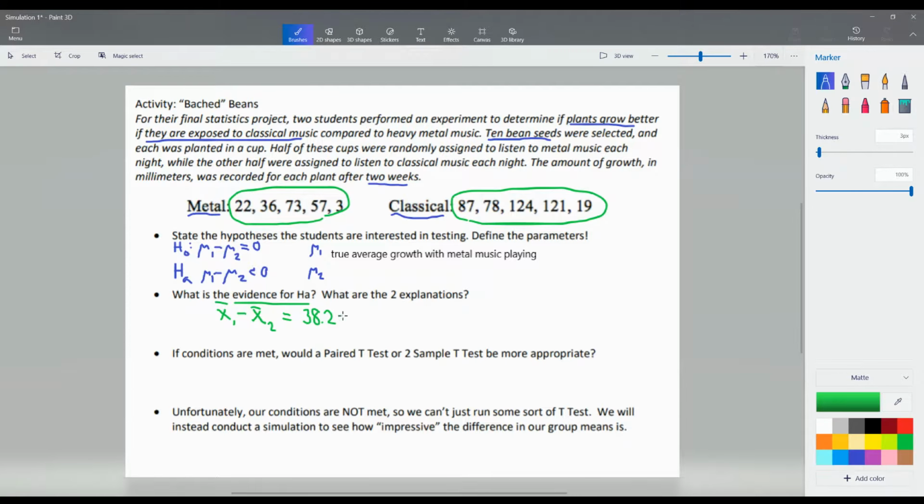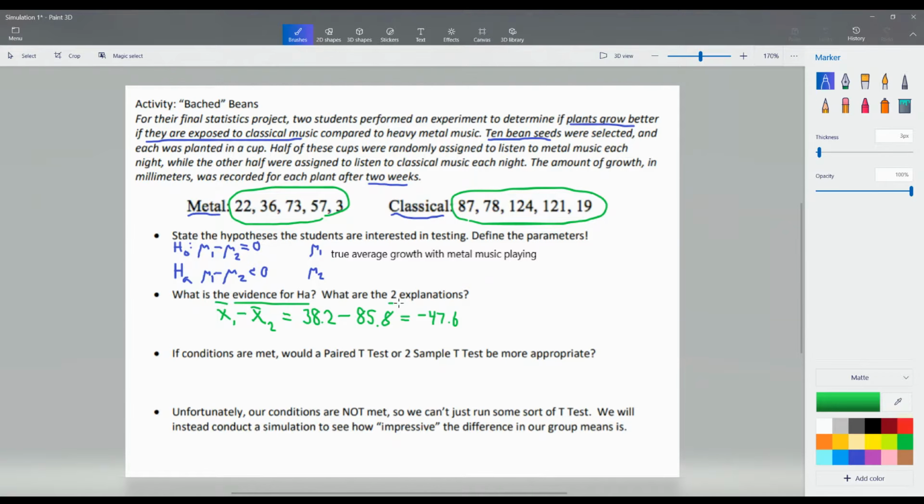And then I would have to subtract out the average of the 5 plants that listened to classical music. The average of my second group is an 85.8. And if you subtract those two numbers, what you're going to get is negative 47.6. That is definitely evidence for the alternative, because I subtracted the means of my two groups. There was a difference of 47.6. In other words, classical, the average is 47.6 higher than metal.